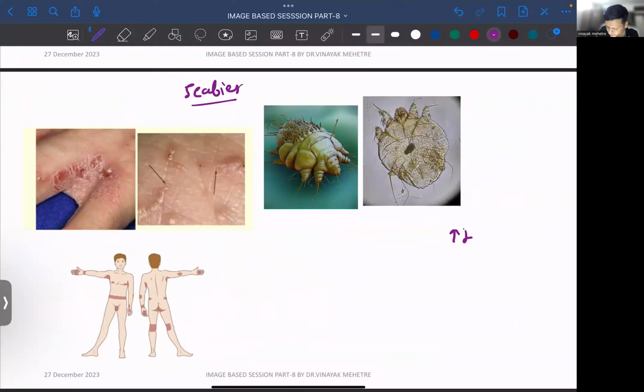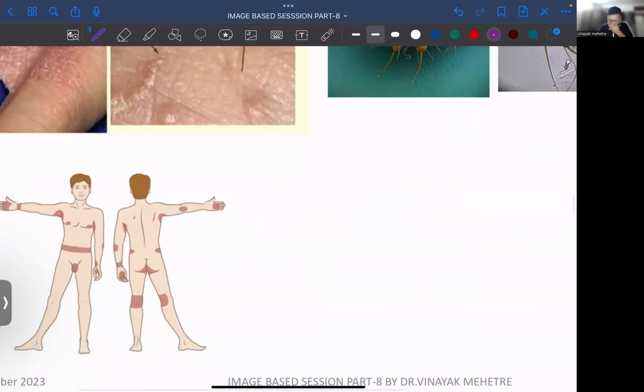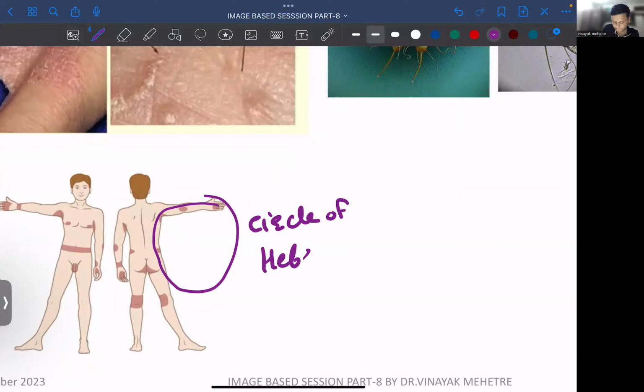Hint is itching, increased itching in night. This is the hint. Okay, कहां पर होता है? We will follow this itching specifically happens. Sorry, सर्कल ऑफ हेब्रा बोलते हैं इसे. This is called as circle of Hebra. Correct. Circle of Hebra.